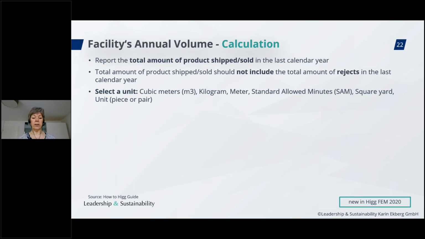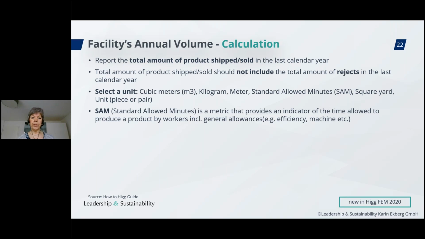And in the case of standard allowed minutes, the standard allowed minutes is a metric that provides an indicator of the time allowed to produce a product by workers, including general allowances, efficiency, machine, etc. So it shows basically how much time do I need to produce one t-shirt, for example.